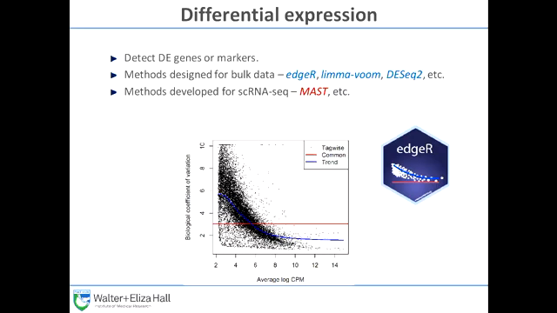And then, as well as those classic methods from bulk data, many methods have now been developed specifically for single-cell RNA-seq data. The main one I mention there is called MAST. There are still a lot of unsolved problems, perhaps, in questions about what's working for differential expression.